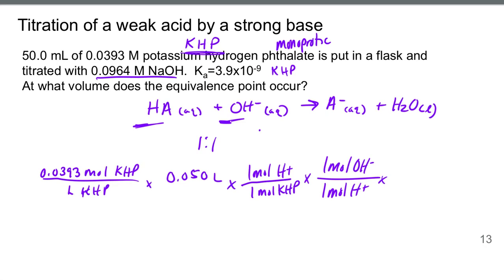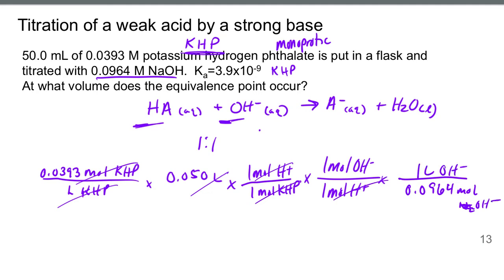And then, because we have moles of hydroxide at this point, liters cancel, moles cancel, we can use our concentration of the hydroxide to find out the volume that's required. So we have a concentration of 0.0964 moles OH minus per liter. Multiply all of that out, and I'm going to convert to milliliters. I get 20.4 milliliters.